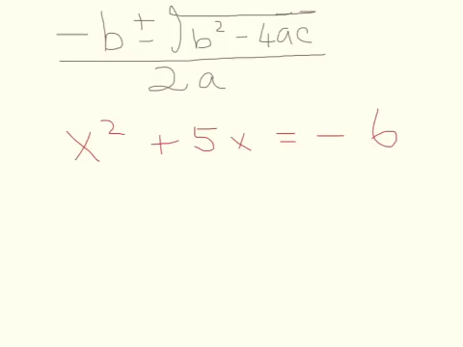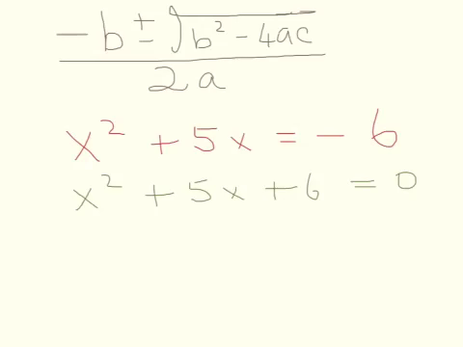Well, here's what I need to do. First, I need to rewrite my equation in standard form. Add 6 to both sides so that all terms are on the same side of the equal sign. x squared plus 5x plus 6, I can say equals 0. And now I can get my a, b, and c from this.